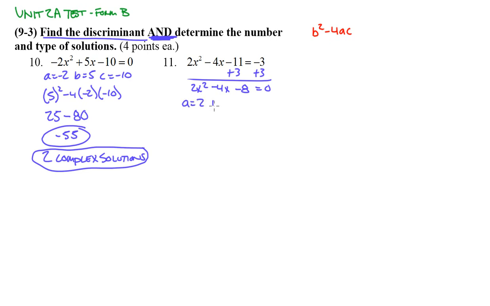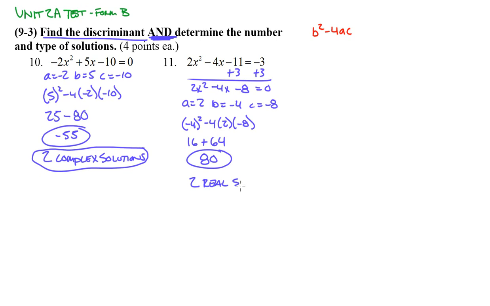Okay, A is 2, B is negative 4, C is negative 8, and we got B squared, B is negative 4 squared, minus 4 times A, which is 2, times C, which is negative 8. So negative 4 times negative 4 is positive 16. Negative times a negative is a positive. 4 times 2 is 8. 8 times 8 is 64. So 64 plus 16 ends up being 80, our discriminant. Since it's not 0, that means there's 2 solutions. Since it's positive, that means they are 2 real solutions.